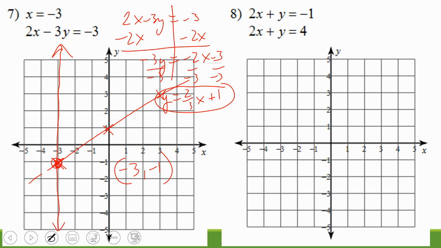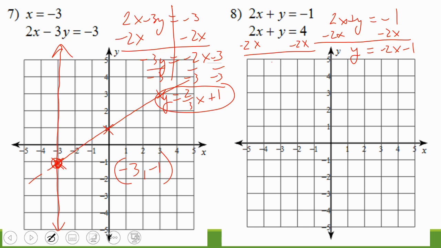Number 8, again, I have to solve for y. So y equals negative 2x minus 1. There's nothing to divide by. Second one, I solve for y. Y equals negative 2x plus 4. So let's graph both of those. You might notice they have the same slope. Graph the first one. Positive 4 is my y-intercept. Down 2 to the left one. Oops, sorry, down 2 to the right one.